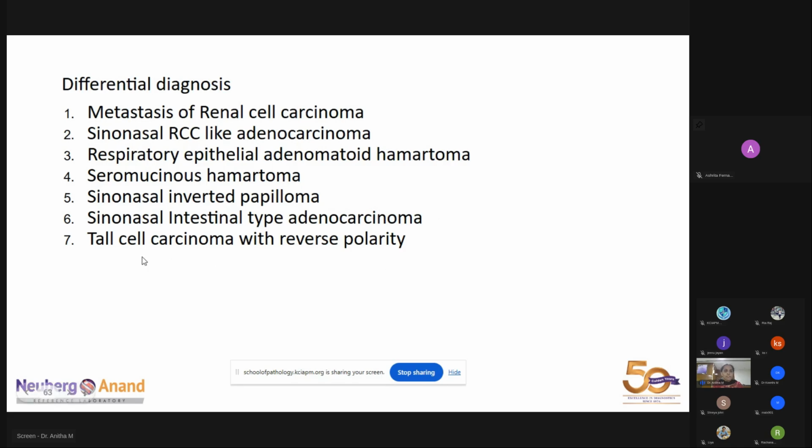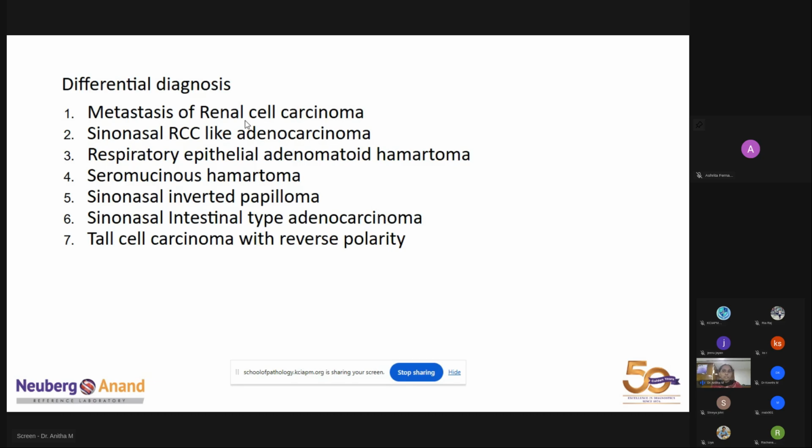And one more response was a tall cell carcinoma with reverse polarity, and this is seen usually in the breast, and it is an eosinophilic, solid and circumscribed mass. But here we are seeing clear cell morphology, and the glands are in tubules. Right. So our main differential diagnoses are metastasis of renal cell carcinoma and a sinonasal RCC-like adenocarcinoma.